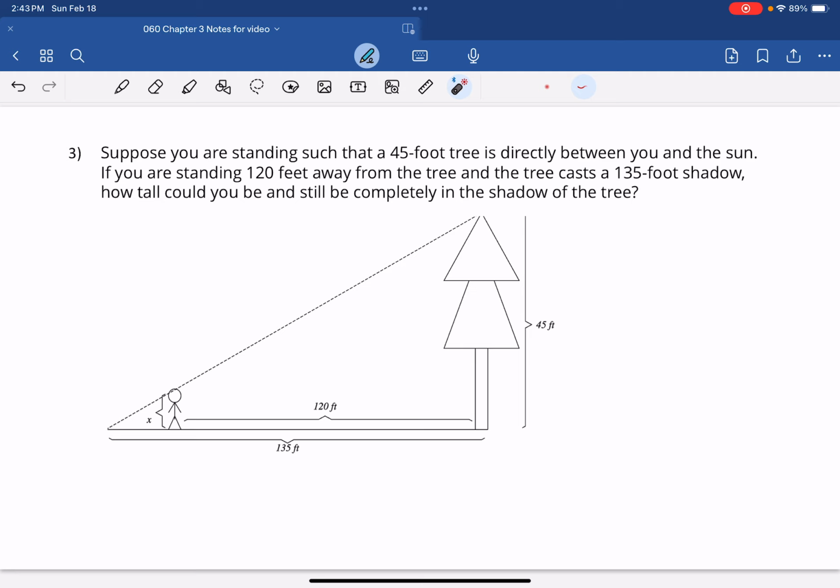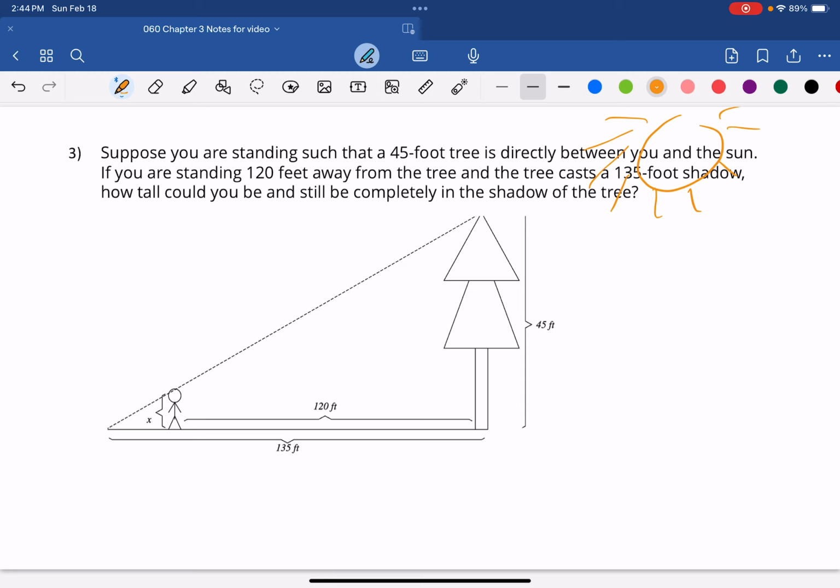So it says, suppose you are standing such that a 45-foot tree is directly between you and the sun. So you're here and Mr. Sunshine is up here. That was my attempt to make sun rays, but it looks like a flower. So we'll do the old school one.